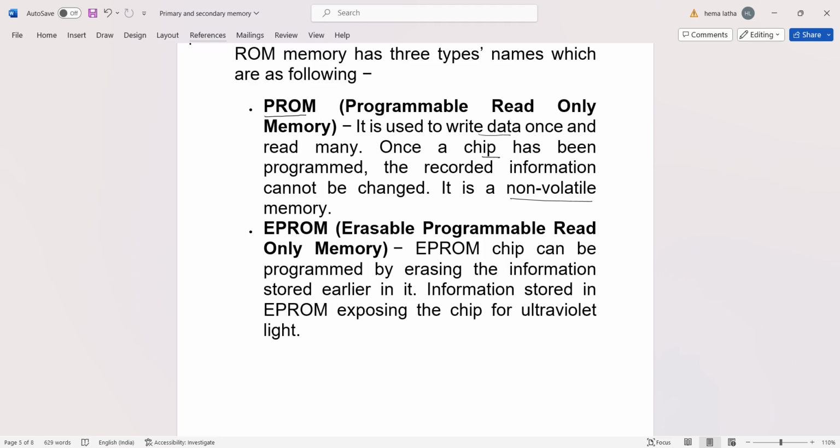And the next one is EPROM. What is the EPROM? Erasable programmable. From the name itself we can understand clearly. It can be erased and again we can overwrite it. That's what it is called, erasable programmable. So the information can be erased and then we can write it.